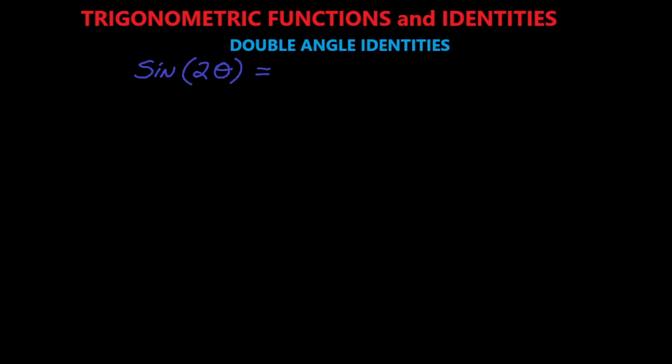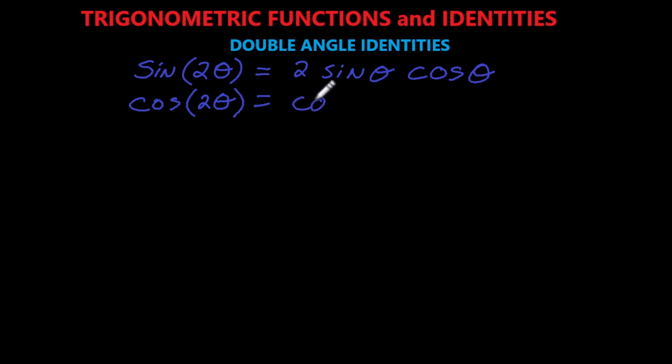Double angle identities fall into a family of 3. So sine of 2 theta is equal to 2 sine theta cosine theta. And then cosine has a couple of variations of it. So cosine of 2 theta, there are 3. So you have cosine squared theta minus sine squared theta.